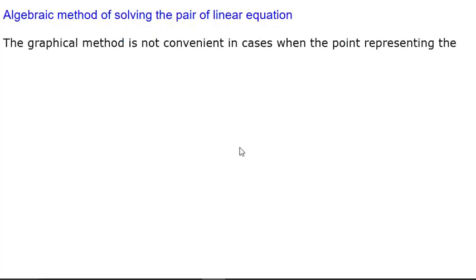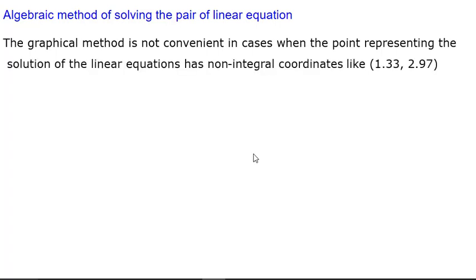The graphical method is not convenient when the point representing the solution of the linear equations has non-integral coordinates like 1.33, 2.97, 1 by 3, 4 by 9, root 3, root 5, etc. In the previous lecture we saw how to find the solution graphically. But suppose the two lines intersect at the point 1.33, 2.97. Then you are not able to say precisely that the coordinates of that point are 1.33, 2.97. Definitely we are going to make some mistake.